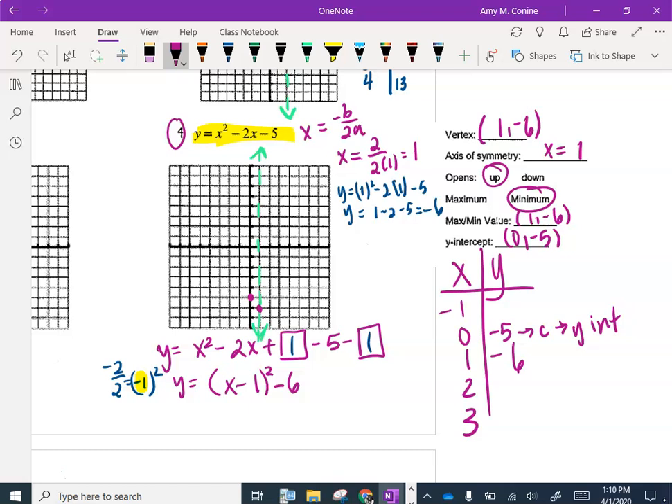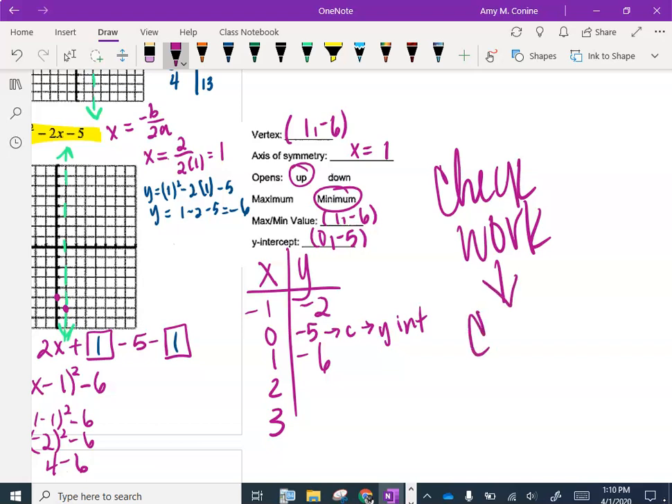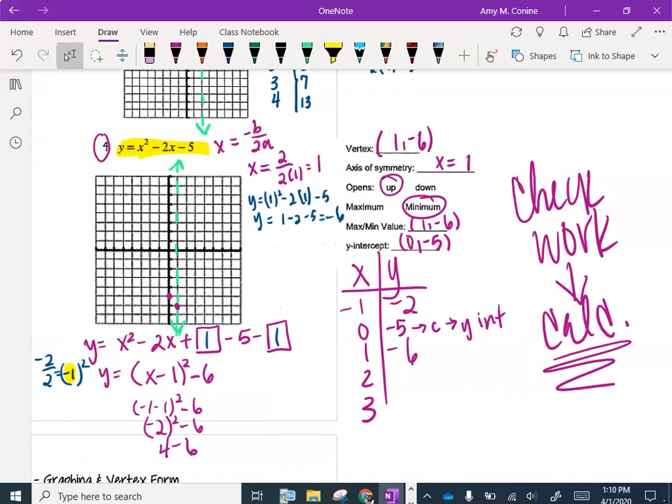Okay, so if I plug in negative 1, so negative 1 minus 1 squared, this is negative 2 squared. Positive 4 minus 6, I should just get a negative 2. And that's exactly what you can do to find your values. You can also check your work using your calculator. Okay, so make sure you're practicing and checking your work using your calculator, because you will have it. If we have a Regents, you will be able to use it. Regardless, whatever final we have, you will be able to use your calculator.